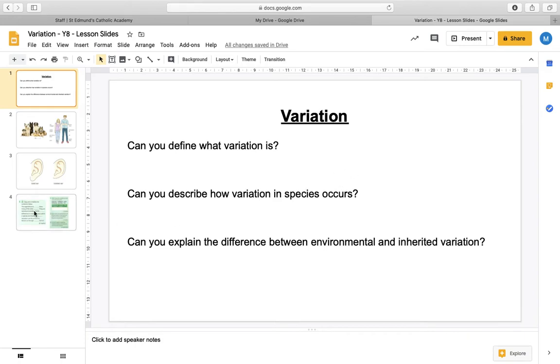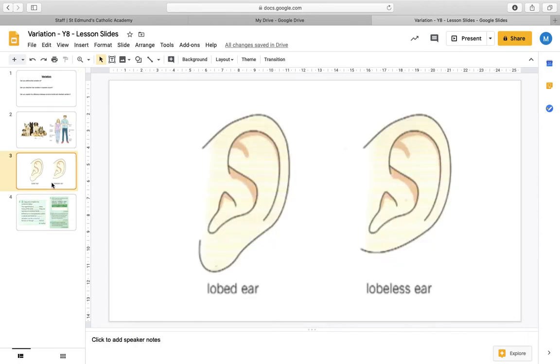An example of variation, an easy one to look out for, is lobed ears. Some people have lobed ears where they have this lobe at the bottom of their ears. Some people do not have lobed ears. They have lobeless ears. This is caused by your genes. This is not, unless you cut them off, environmental, but is mostly caused by your genes.